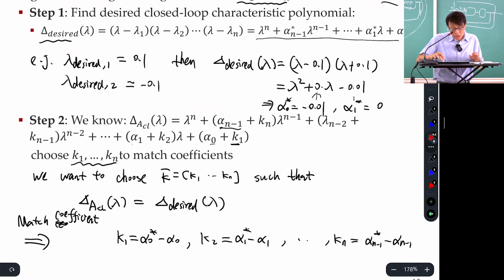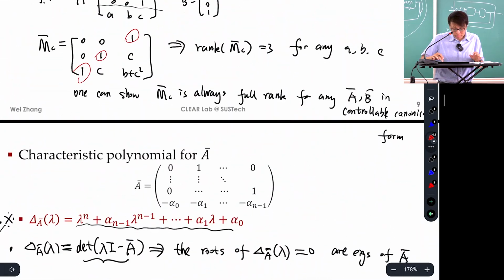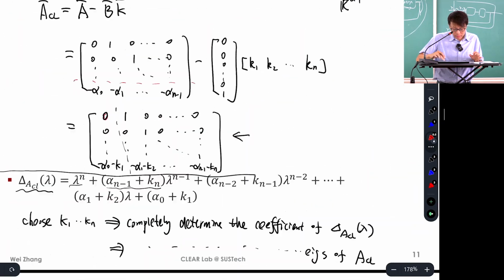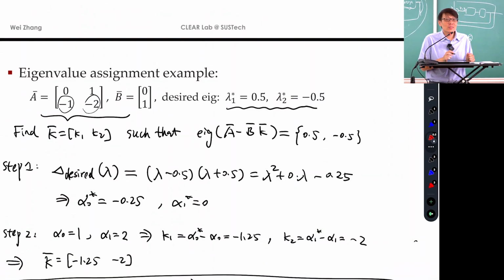You may think it's cheating, right? We start with this very special form, controllable canonical form. Most likely, the system you encounter in real life is different, right? How can we do the design? What do you think?